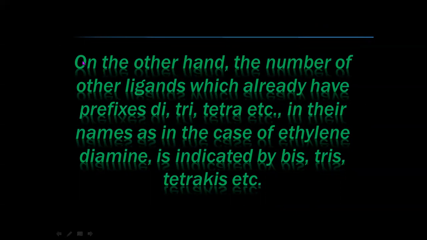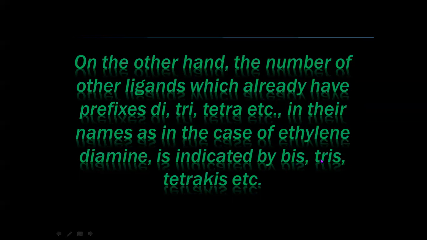Now, the number of other ligands which already have prefixes like di, tri, tetra, etc. in their names, as in the case of ethylenediamine, is indicated by bis, tris, tetrakis, etc. What is the meaning of this rule? If mono, di, tri, tetra, etc. is already there in the name of the ligand, then in the naming of coordination compounds, if 2 such molecules or ions are there, we use bis. Why? Because di is already there in its name: ethylenediamine.